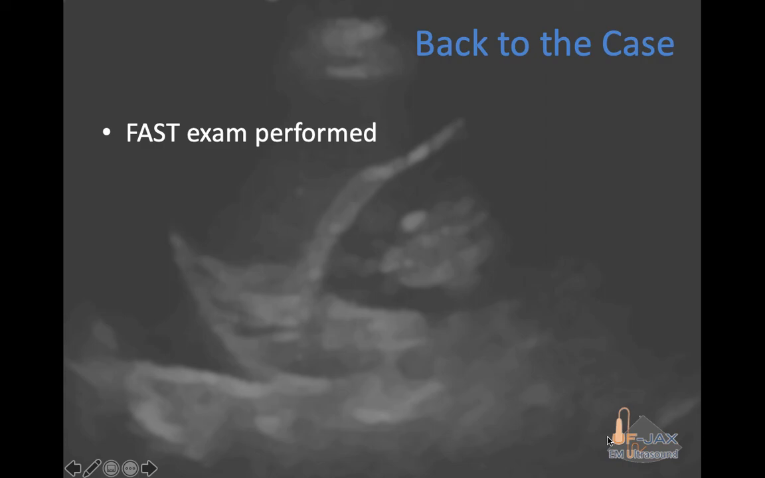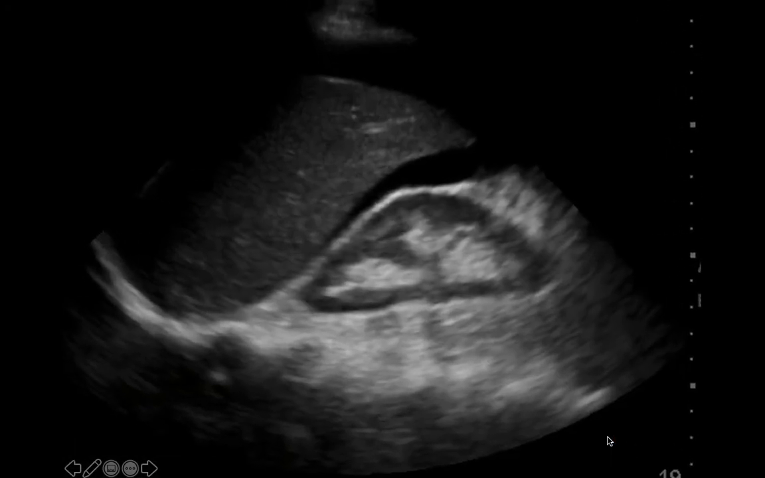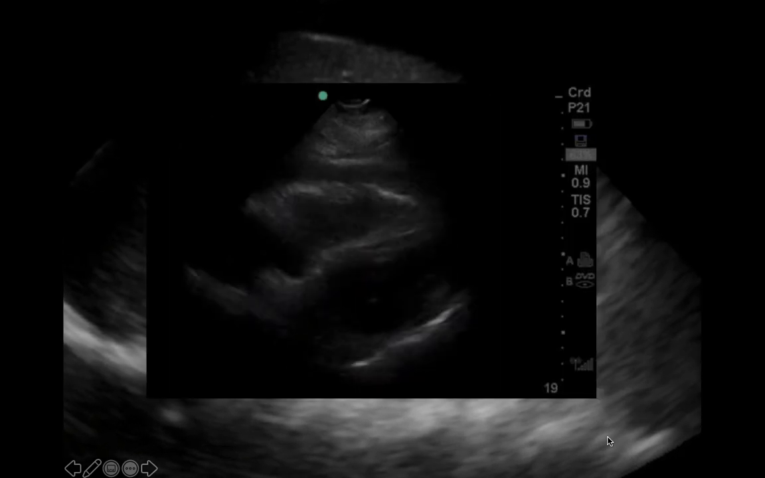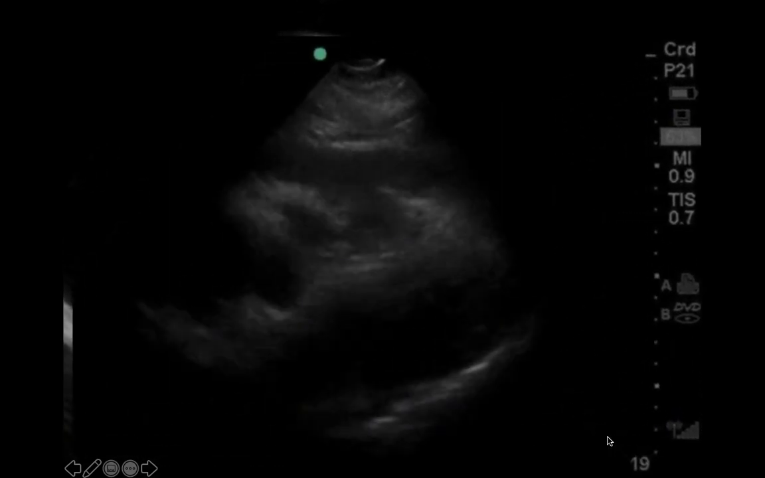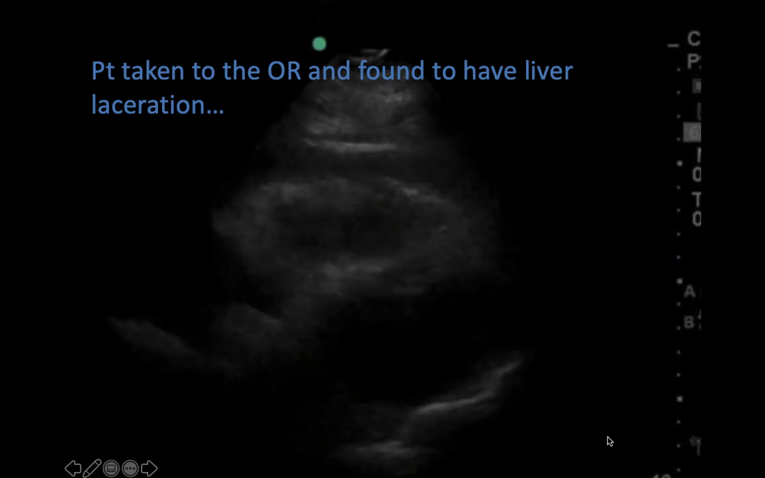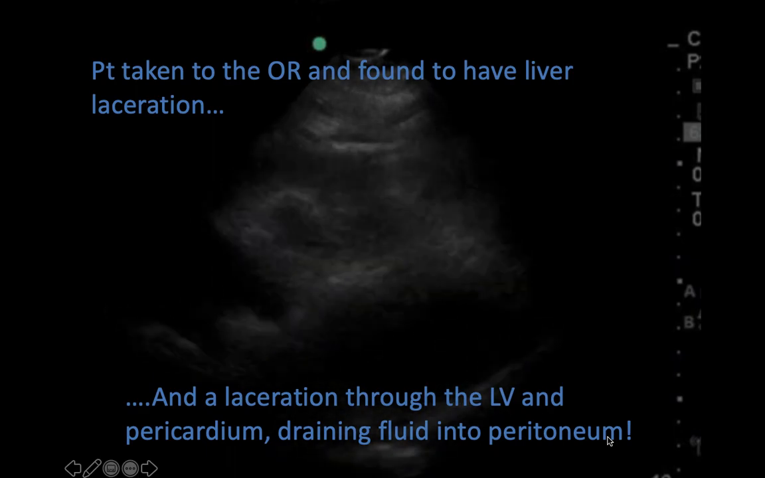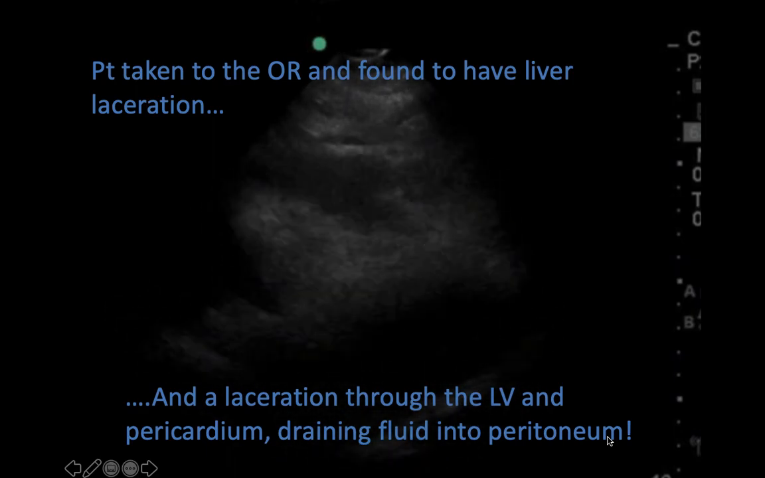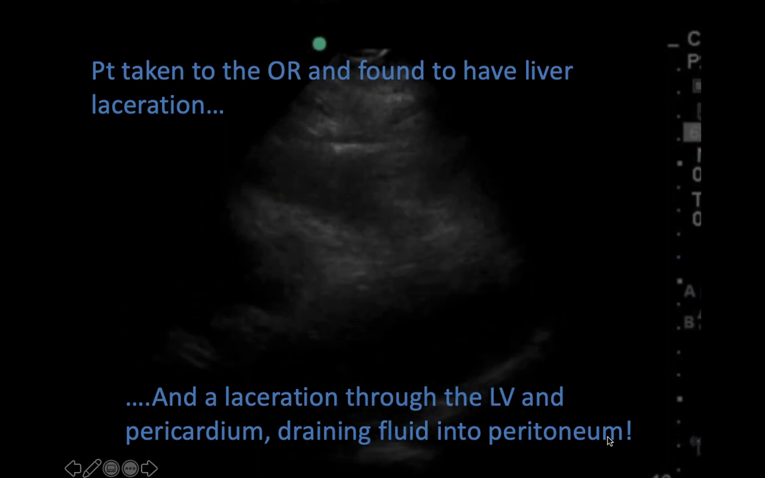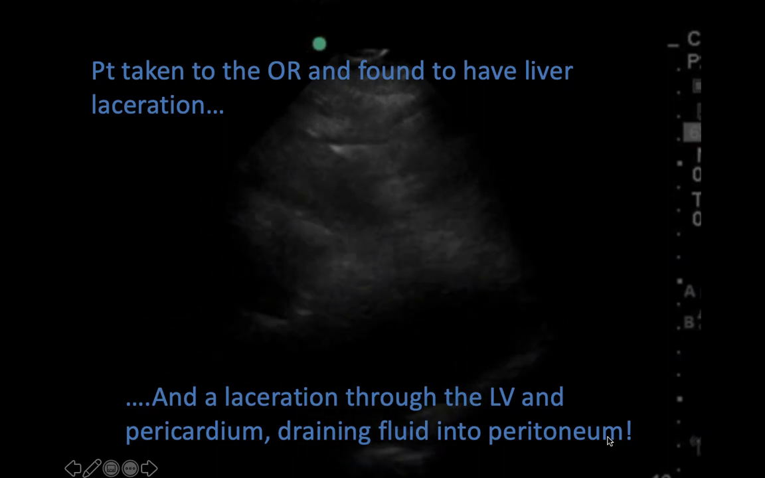Now that we've discussed our EFAST in detail, let's get back to our trauma case. So a limited FAST exam was performed on our patient. He was noted to have a positive right upper quadrant view and a pericardial effusion with, you got it, tamponade. He was immediately taken to the OR and found to have a liver laceration which extended upward through the diaphragm, pericardium, and into the left ventricle. Luckily, this tract allowed for drainage of fluid coming from the heart and into the peritoneum, keeping him alive until it was repaired.